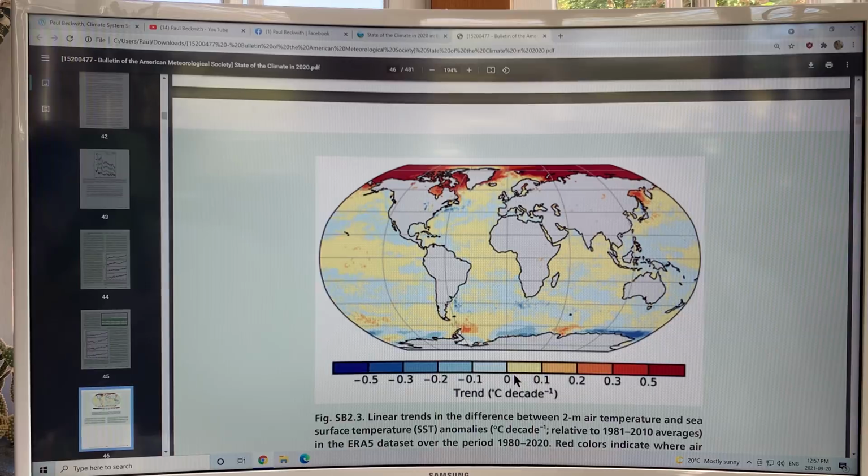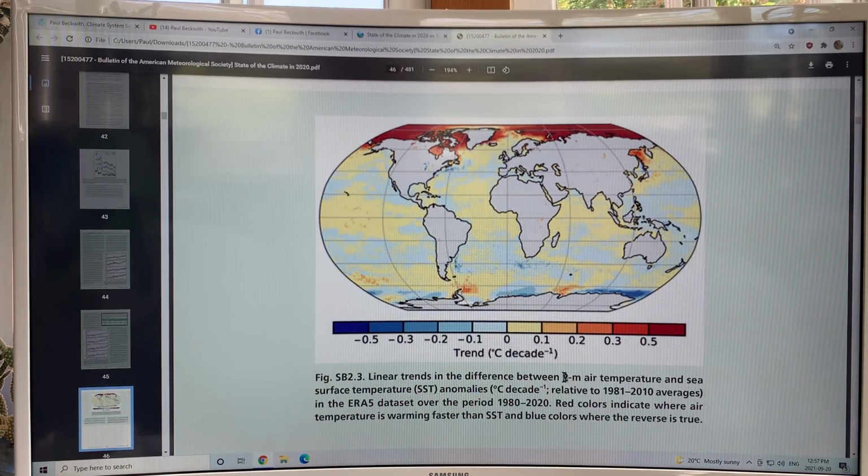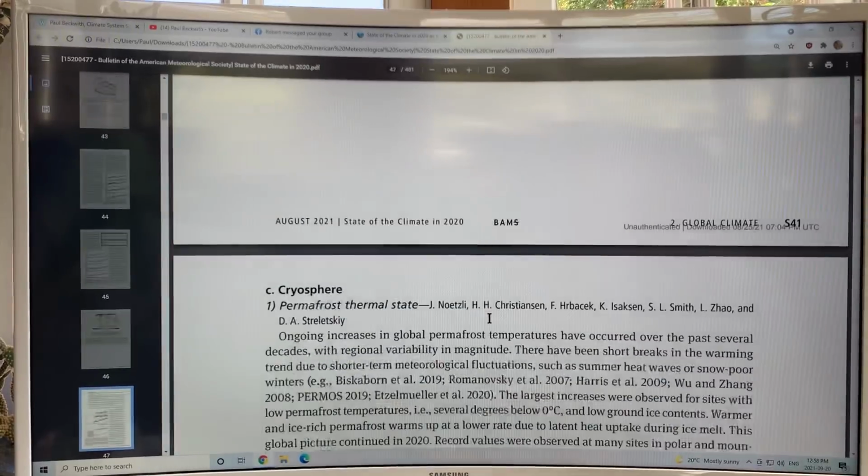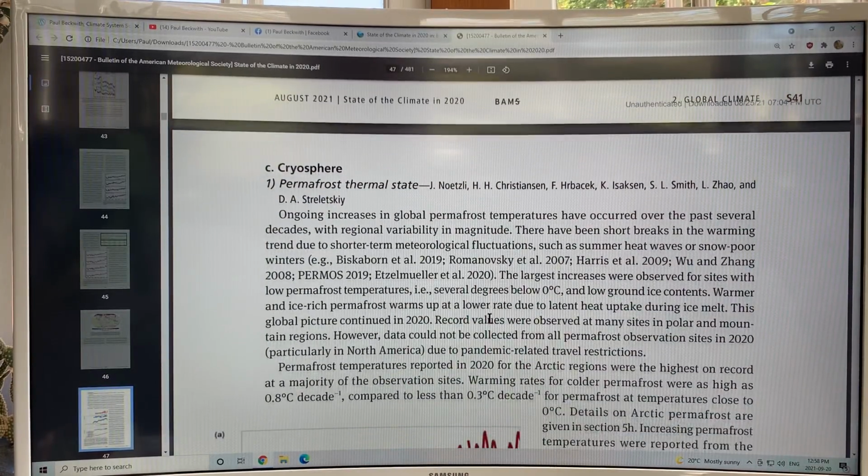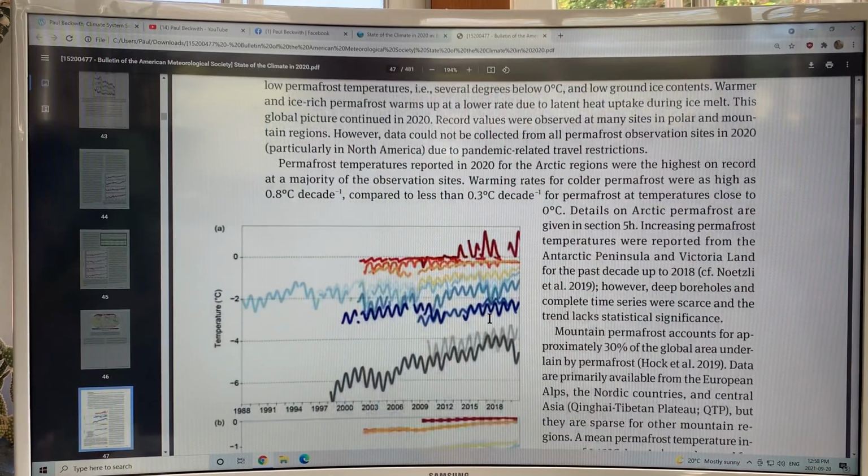This is linear trends in the difference between the 2-meter air temperature and the sea surface temperature in anomalies. So red colors indicate where the air temperature is warming faster than the sea surface temperature. Air temperature is taking off in the Arctic. It's warming much faster than the sea surface temperature, which is taking time to catch up. Blue colors are where the sea surface temperature is warming up faster than the air temperature. So that's happening around Antarctica. So you can see the contrast and difference between the two poles. It's quite interesting. Okay, I may as well just keep continuing.